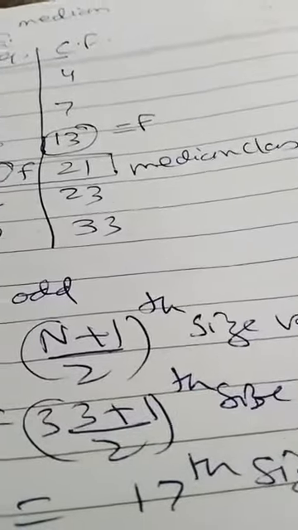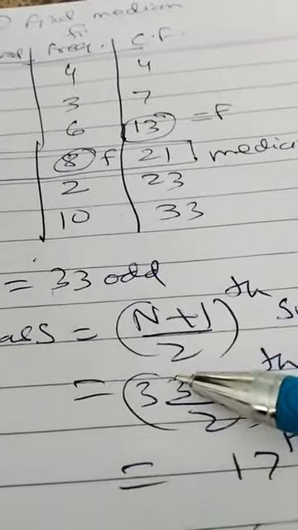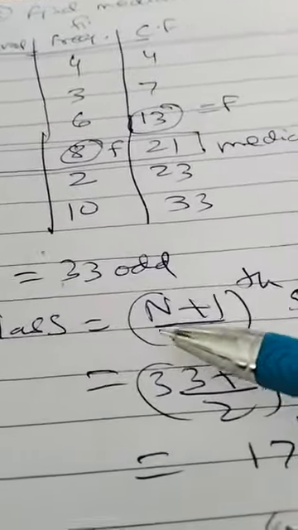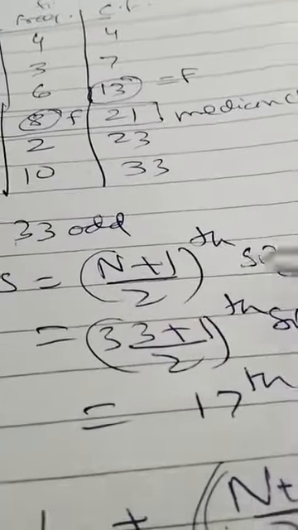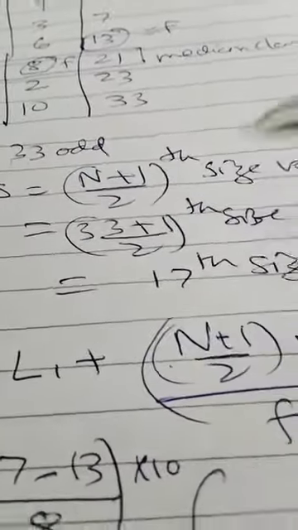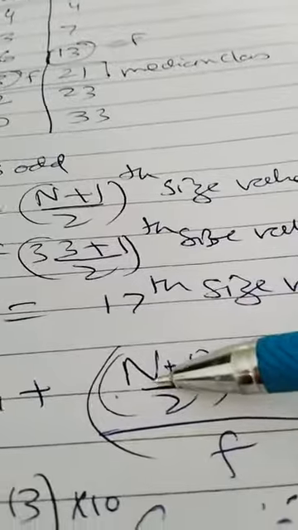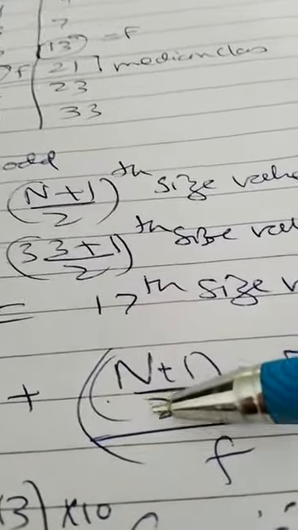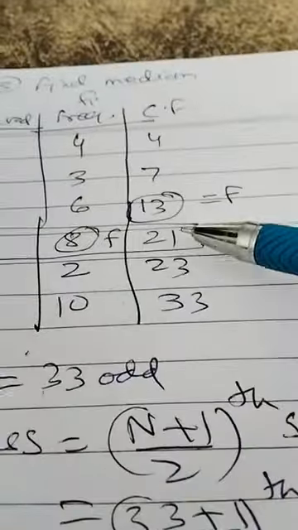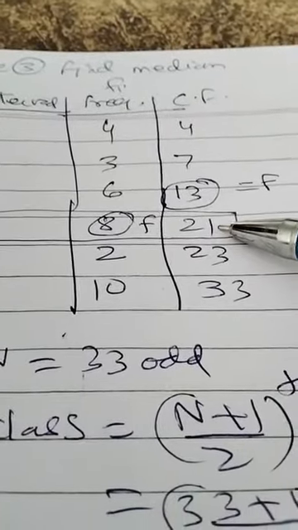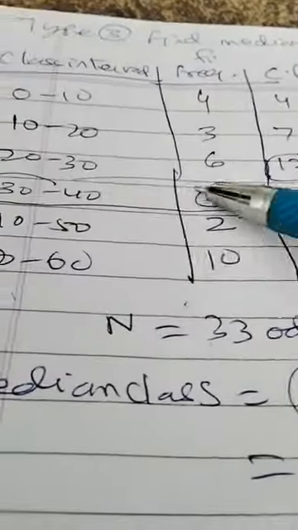by 2 size value. If n is even, we use n by 2. If capital N is odd, we use the (n plus 1) by 2 size value. Putting capital N as 33, 33 plus 1 by 2 is 34 by 2, which is 17. The 17th size value lies again in the fourth column of the cumulative frequency table. So that is called the median class.